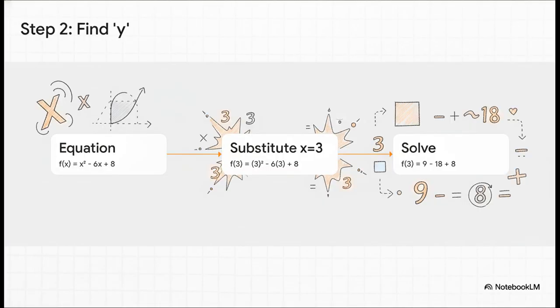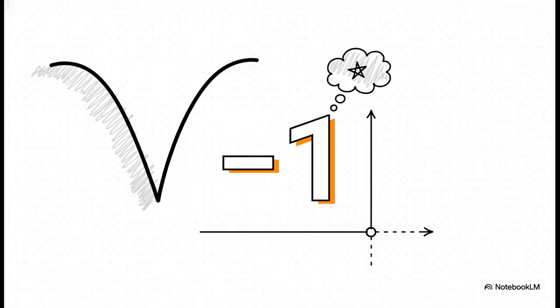So let's run the numbers. Everywhere we see an x in our original equation, we're going to swap it out for a 3. That gives us 3 squared, which is 9, minus 6 times 3, which is 18, plus 8. So our problem is now just 9 minus 18 plus 8. And that simplifies down to negative 1. And there it is. That's the second half of our answer. The y-coordinate of our vertex is negative 1.